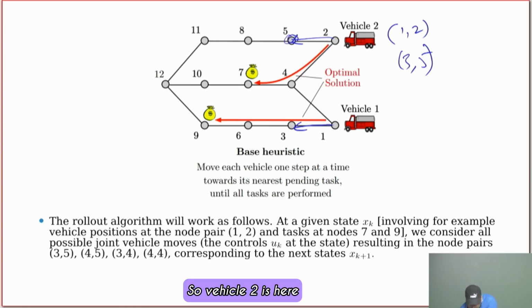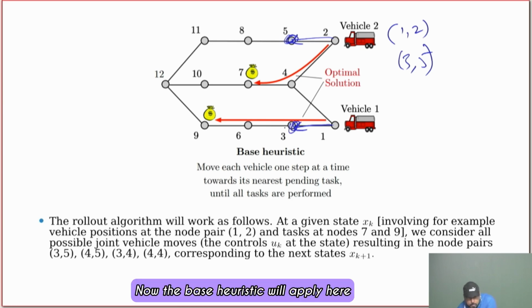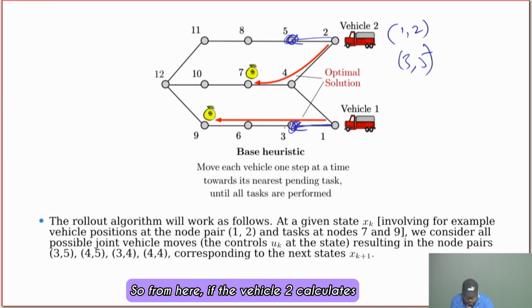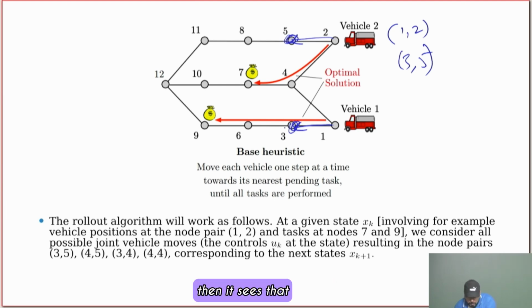So vehicle 2 is here and vehicle 1 is here. Now the base heuristic will apply here. Base heuristic means from here go to the nearest goal. So from here, if vehicle 2 calculates its nearest path from location 5, then it sees that this 1, 2, 3 seems to be the nearest. Okay, and then if vehicle 2 calculates the other route, is that nearest?